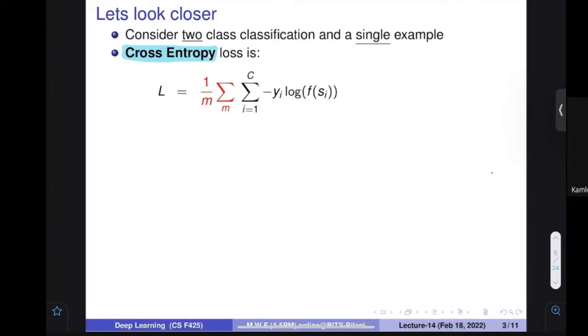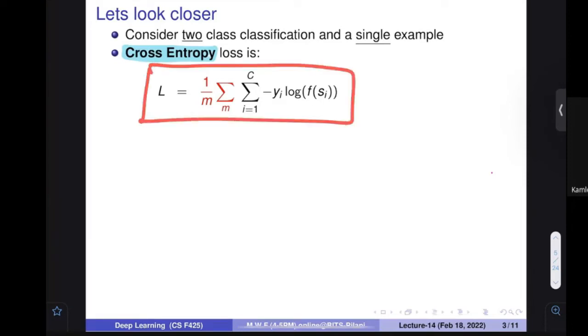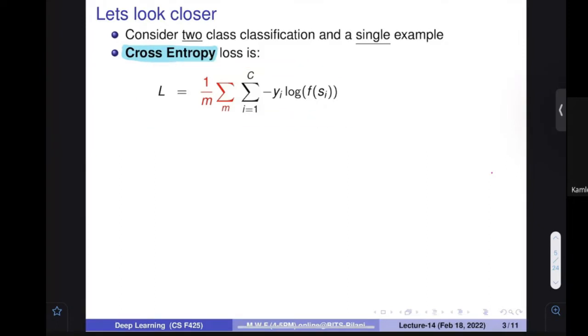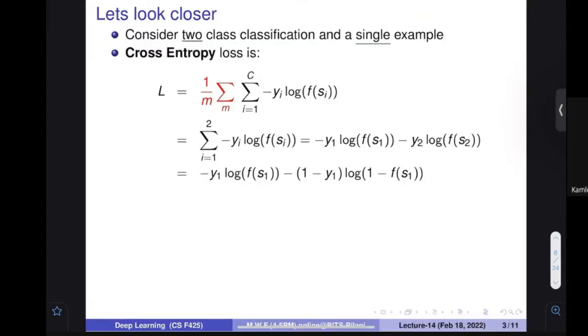Let us see this function more closely. I am going to define the loss in this particular way, and this particular term is only to find the average across the examples. So let us just focus on one particular item. Also, let us think that the number of classes is 2, just for the sake of simplicity. You can consider this function as the sum for i equal to 1 to 2 of this particular quantity. Any problem in this? Same thing I have written.